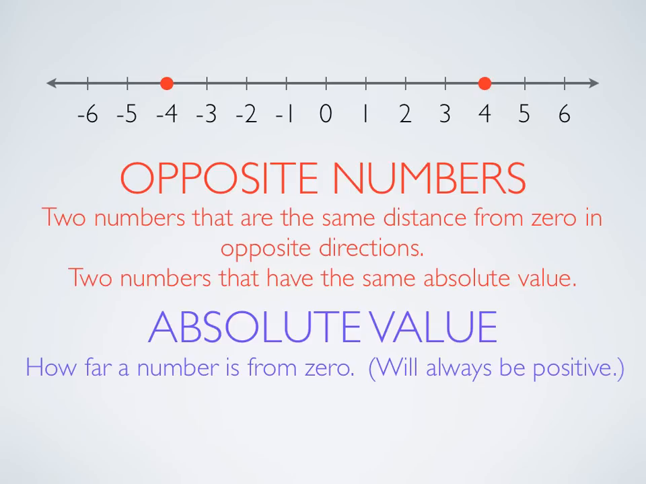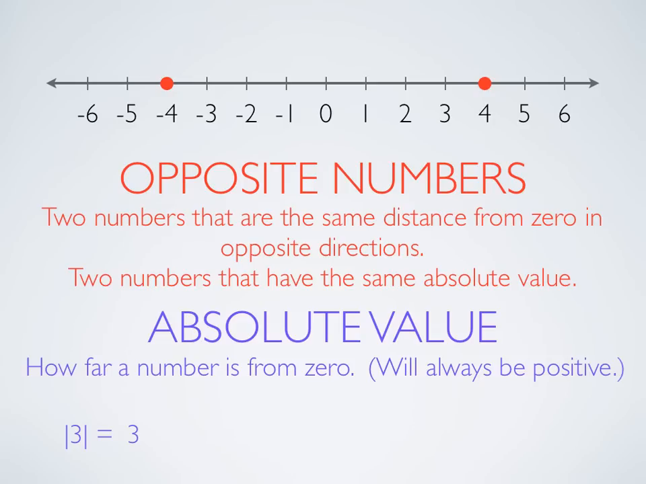Okay. So let's look at some examples of absolute value. Now, this is how absolute value is asked. They have these little bars around the number. So that is asking the absolute value of 3. Now, if you look on the number line, or if you just think in your head, 3 is 3 spaces away from 0 on the number line. So the absolute value of 3 is 3.